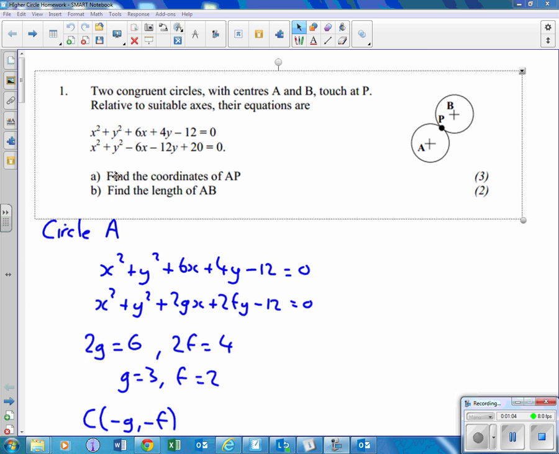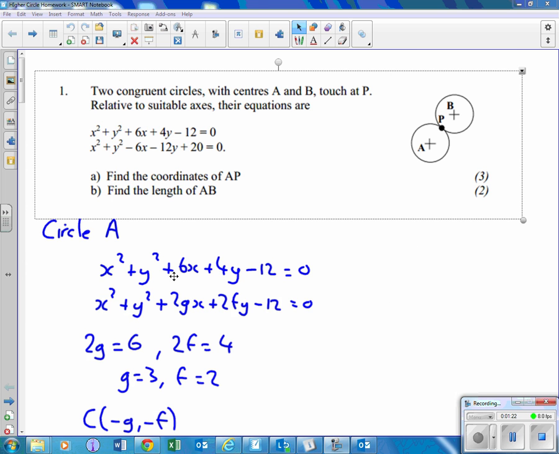If you're thinking about the question, you find the coordinates of AP. Does that mean A and P, or does it mean A, or does it mean P? I don't actually know. I think there's something gone wrong with the question. But I'm going to find the coordinates of A and also the coordinates of P. I think it's just really asking for the coordinates of P.